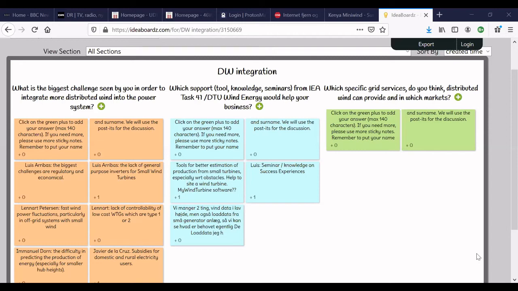Yes, I agree, and I would say that the possibility to supply specific grid services is mainly in small scale applications or isolated or weak grids, because on conventional grids the size of distributed wind is usually very small in relation to the source grid power. So the grid services on the conventional grid are more limited to offshore wind plants or big wind farms than to distributed wind, but in small size applications, standalone applications or weak grids, maybe they can supply some grid services.